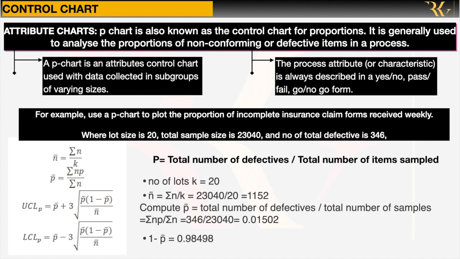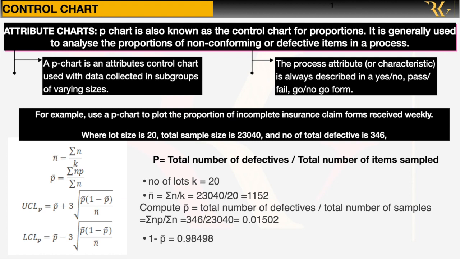Now, compute P bar, equal to the total number of defectives divided by the total number of samples, so 346 divided by 23,040, which computes to 0.015. So P bar is 0.015. 1 minus P bar equals 0.98.